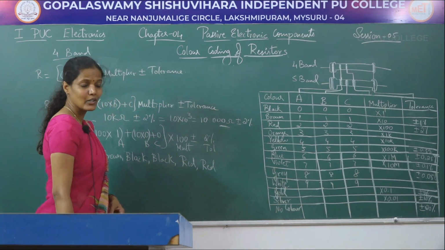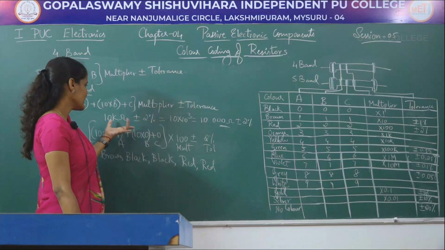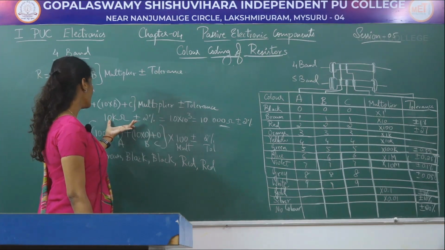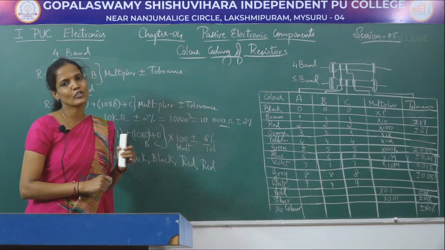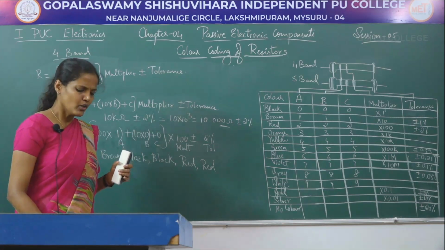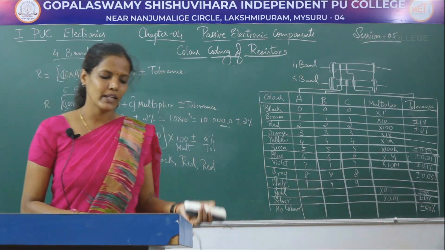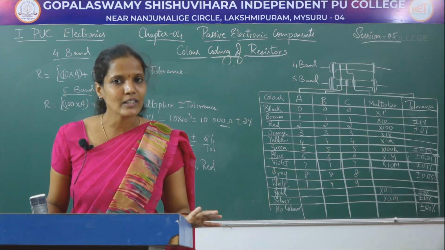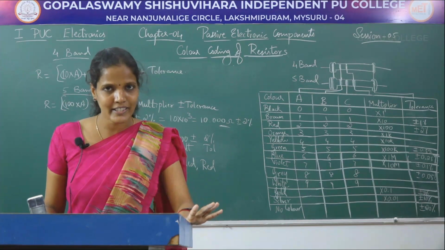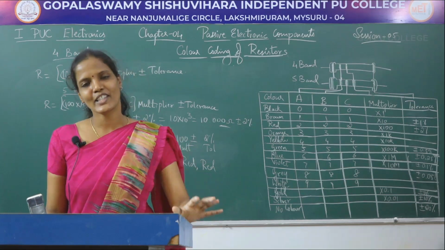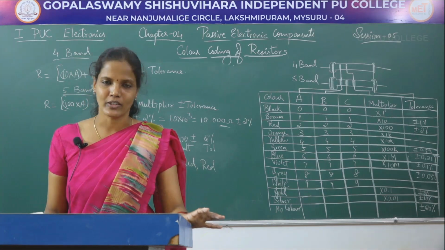So this is the color code of a given resistor which is having a resistance value of 10 kilo ohm plus or minus 2%. Clear? So these types of problems can be asked. They can give you the color codes and ask you to find out the resistance value, or the resistance value will be given and you have to find out the color code.